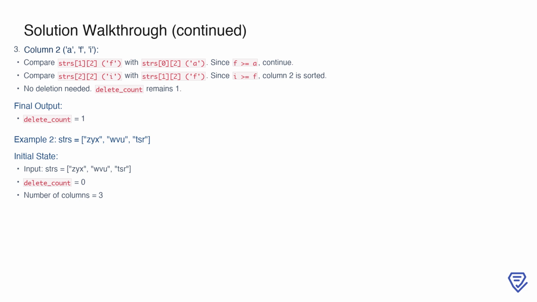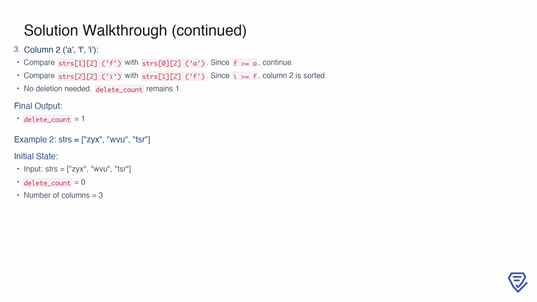Comparing them row by row, F is greater than or equal to A, and I is greater than or equal to F, indicating that column 2 is sorted. Thus, no deletion is required for this column, and delete_count remains 1. At the end of this example, the total number of columns that need to be deleted is 1.